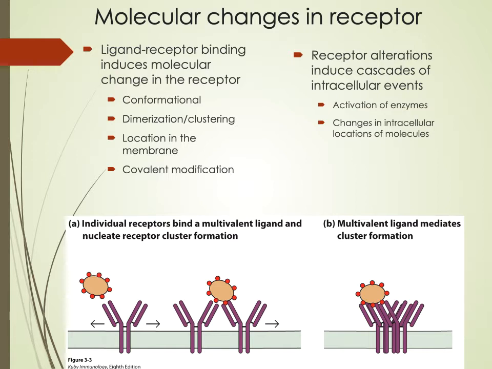Other changes that can occur include the location on the membrane, so moving into lipid rafts would be an example. And we could also get covalent modifications. When these receptors are altered, this can cause a cascade of intracellular events known as cell signaling. So we can get activation of enzymes and changes of intracellular locations of molecules.